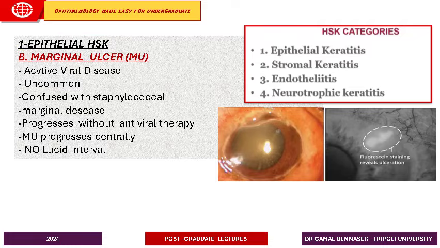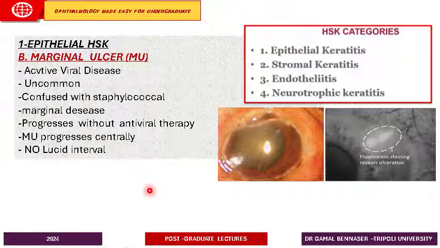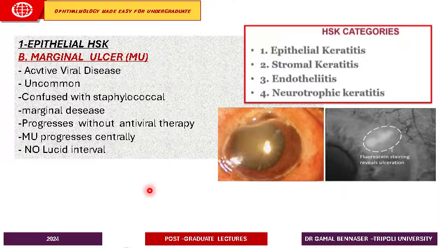Now the third type of the epithelial herpetic simplex keratitis is the marginal ulcer. The marginal ulcer reflects an active viral disease, and there is active replication of the virus. It is rare, but sometimes confused with the staphylococcal keratitis. As you know, one of the causes of marginal keratitis is staphylococcal keratitis, which is an immunological reaction due to hypersensitivity to the endotoxins and exotoxins.